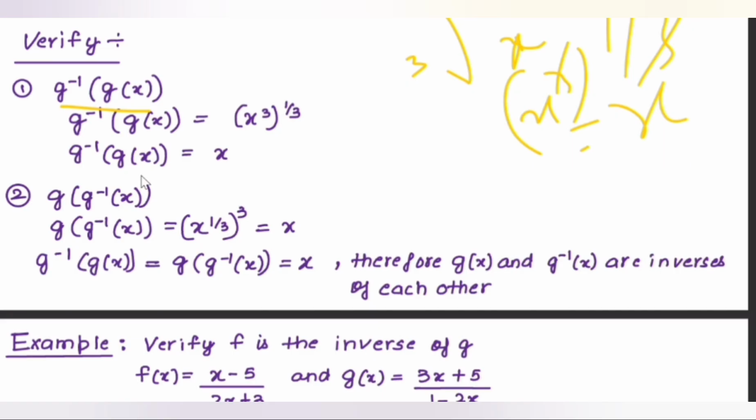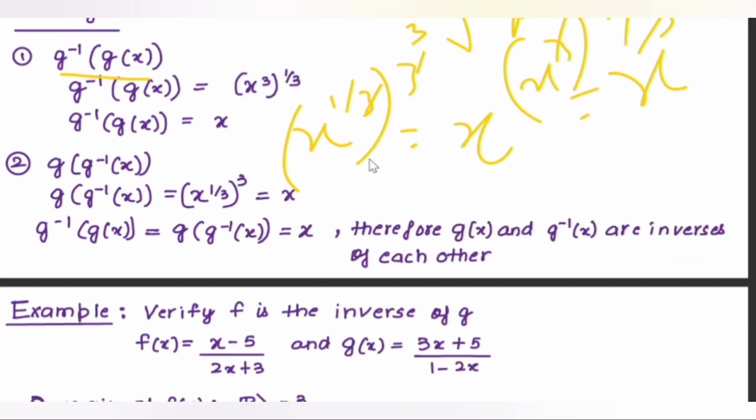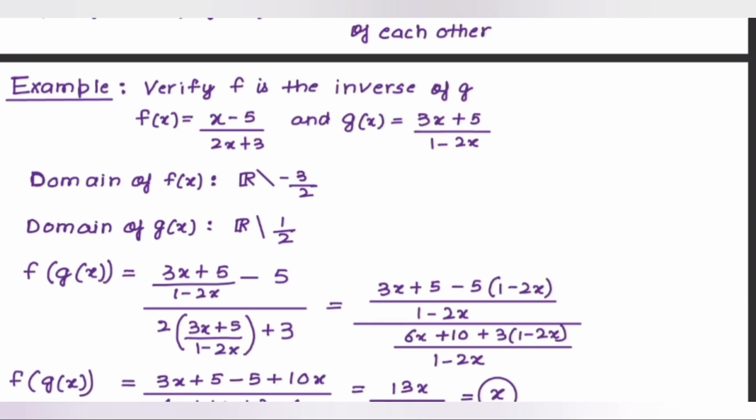And second, you will check g of g inverse of x. Your g was x cube. Instead of x, you will write this. Now it was cube, so it is again giving you the identity function. Similarly, you can verify this also. This is a task you have to do on your own.